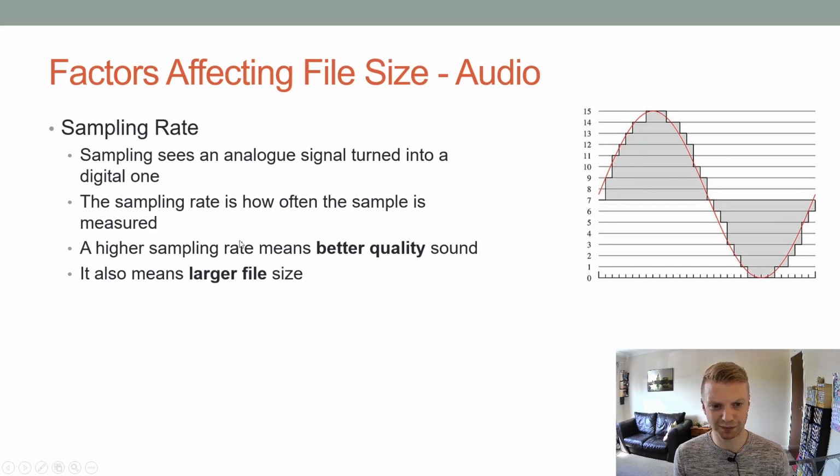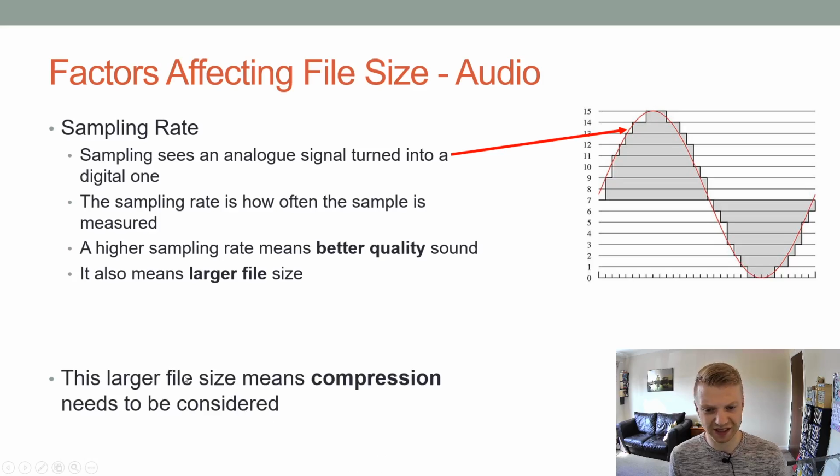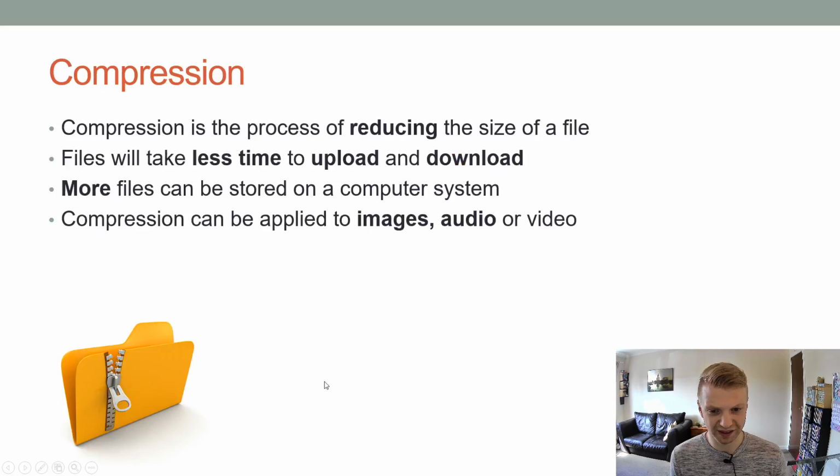So the higher the sampling rate means better quality sound, and obviously it means a larger file size. You probably see where this is going next. So the larger file size means compression needs to be considered. So let's actually go on to compression.